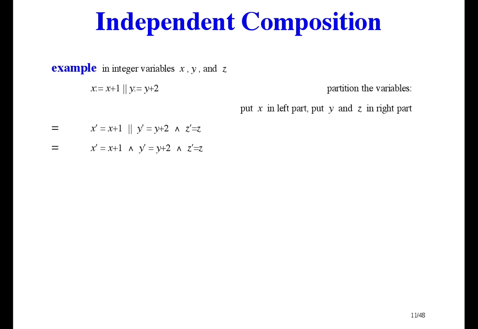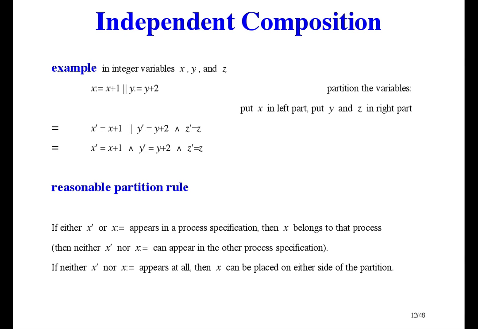When you refine a specification using independent composition, you have to decide how to partition the variables. It's the person who introduces the independent composition who decides how to partition. But suppose you are presented with a program that includes an independent composition and the person who wrote it failed to record the partitioning. Then you have to make a reasonable guess about what partitioning was intended. Here is a way to make a reasonable guess.